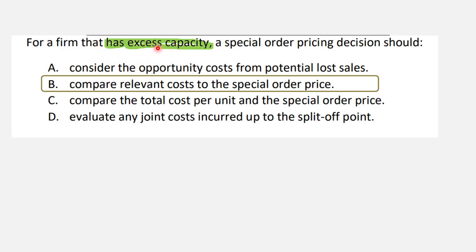May sobra siyang factory time, no? Machine hours, may sobra siyang machine hours. So, walang opportunity cost dito. Hindi ka mawawalan ng sales sa regular customers. So, if there's an excess capacity, no need to consider opportunity cost.